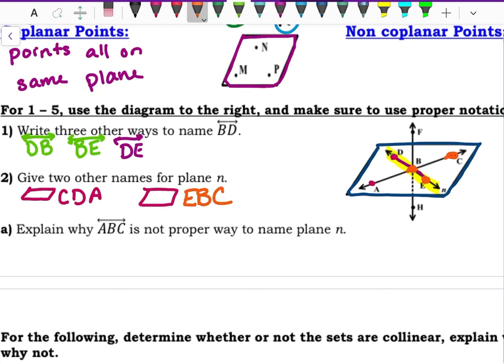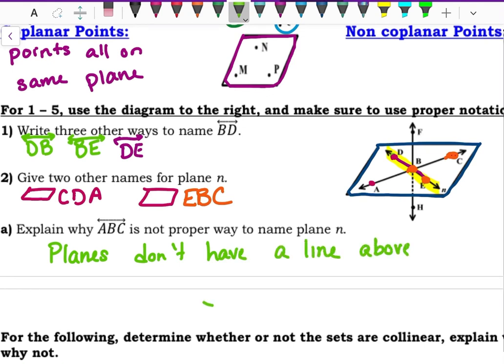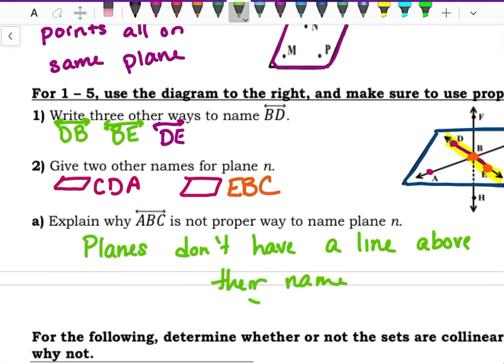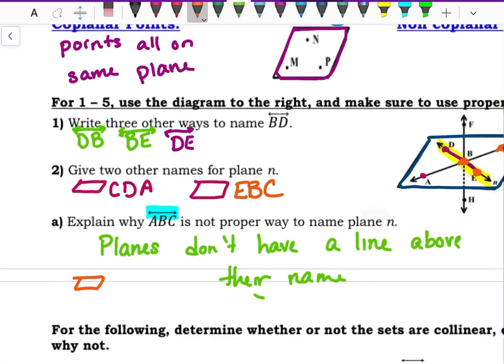Okay. Explain why line ABC is not a proper way to name plane N. Because planes don't have a line above their name. Okay, if we look here, ABC has a line above it right here. That's not supposed to be there if we're talking about a plane. If you're talking about a plane, it needs to have this quadrilateral shape in front of it. That's how we name planes.